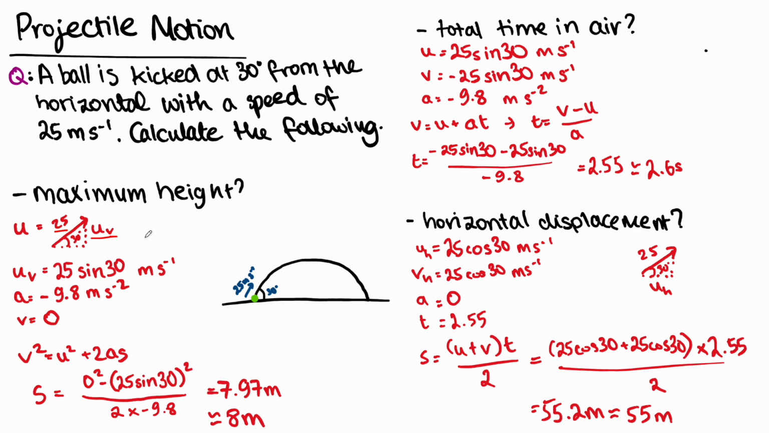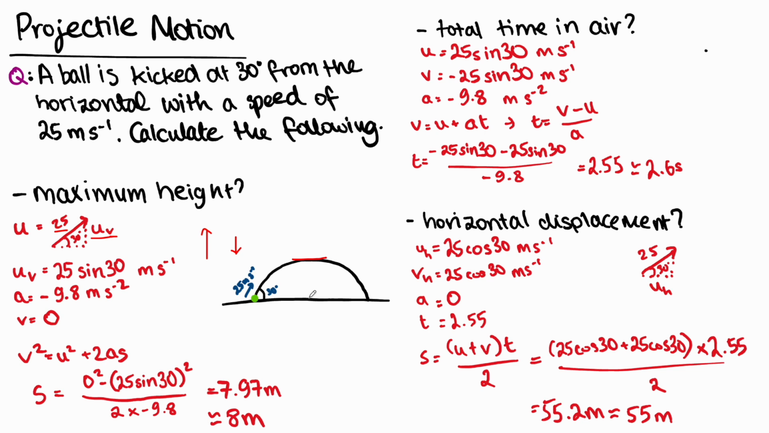And we have the acceleration because we know what gravity is on Earth. And we take that from the data booklet, which is minus 9.8. The minus is there because it acts in the opposite direction, because the vertical velocity here would be acting up, whereas the acceleration would be acting down. And then we know that at maximum height, the vertical velocity will be 0 because it's just about to go back down.